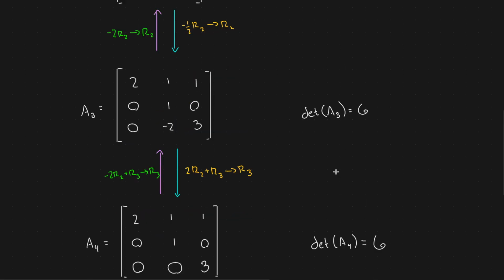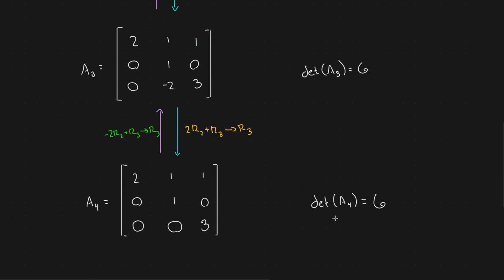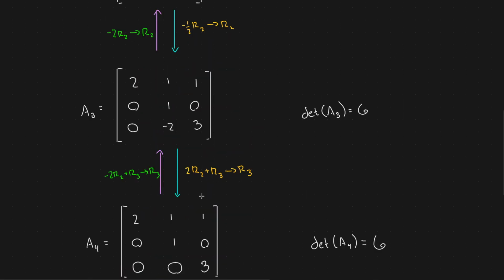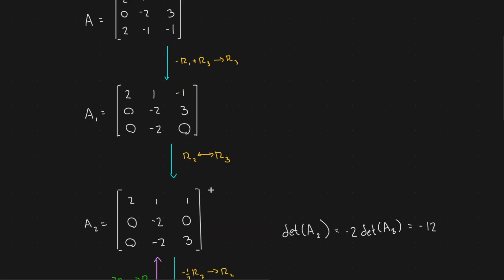So hopefully you see what we're doing here. We started with a matrix that was easy to find the determinant of, and then because the inverse of an elementary row operation is also an elementary row operation, I could think of how those elementary row operations that help me get back are going to affect the determinant. All right, let's keep going.